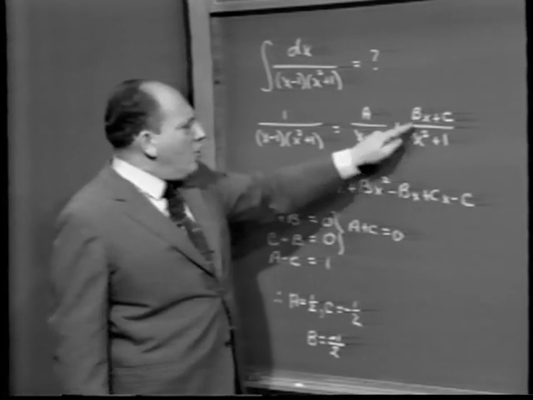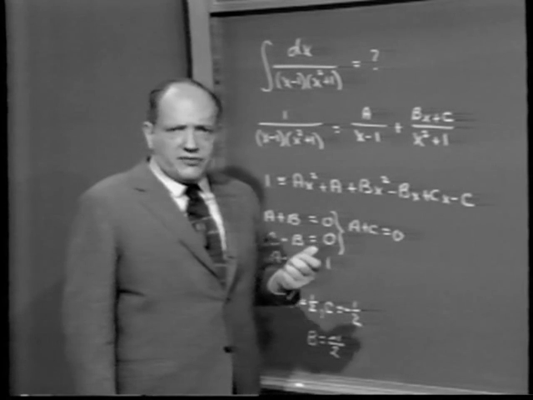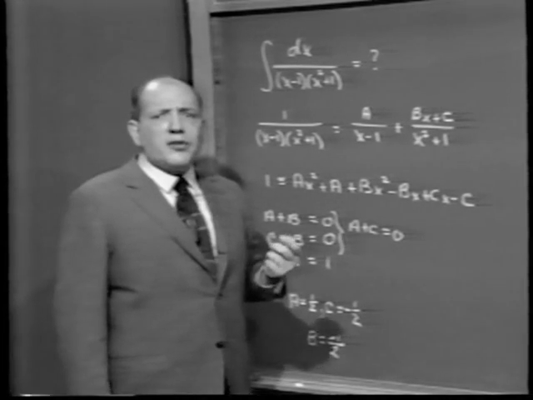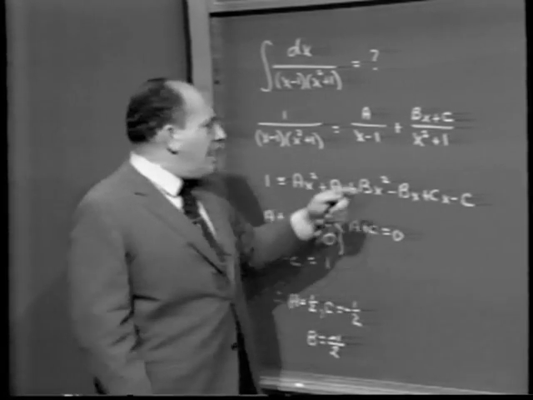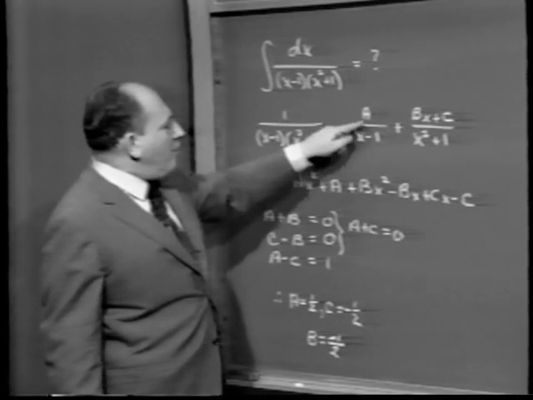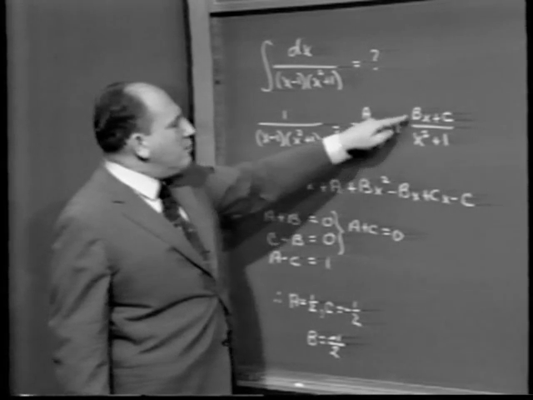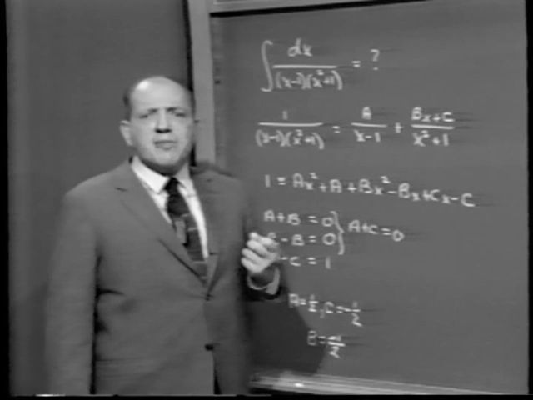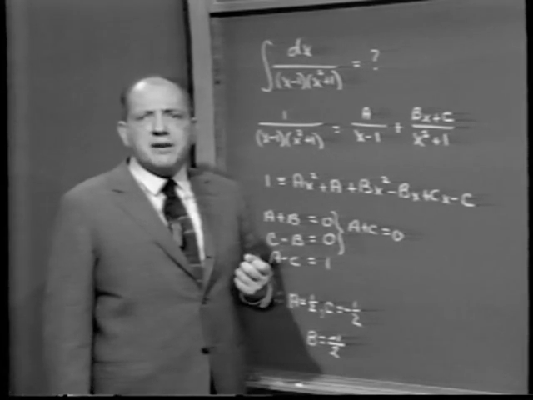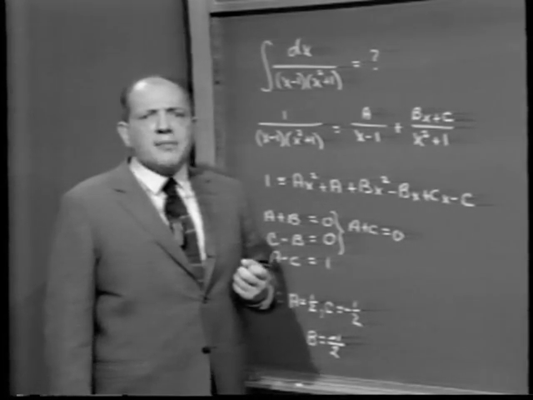By the way, just to increase our vocabulary, what I'm going to do now is called the method of undetermined coefficients. What I know is that I must have the form a over x minus 1 plus bx plus c over x squared plus 1. What I don't know is specifically how to choose the values of a, b, and c. And the technique works something like this.